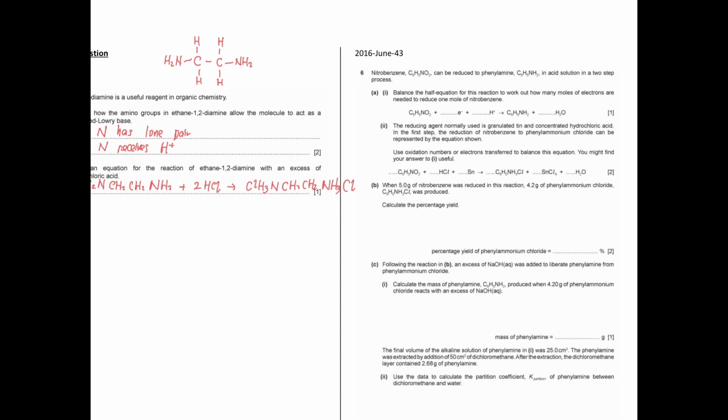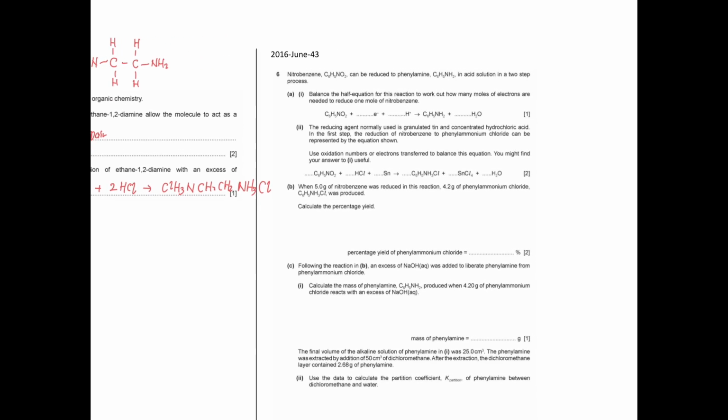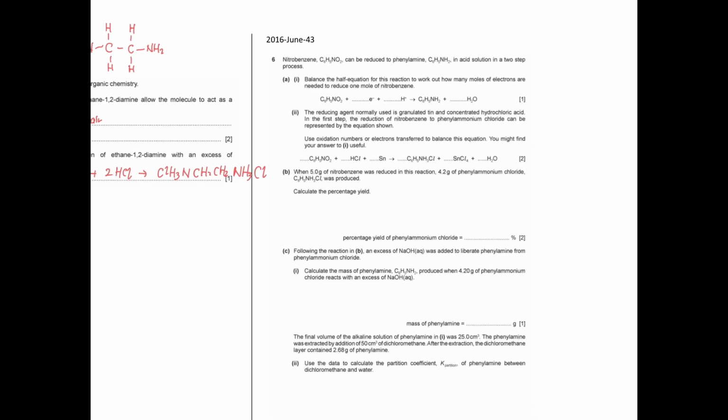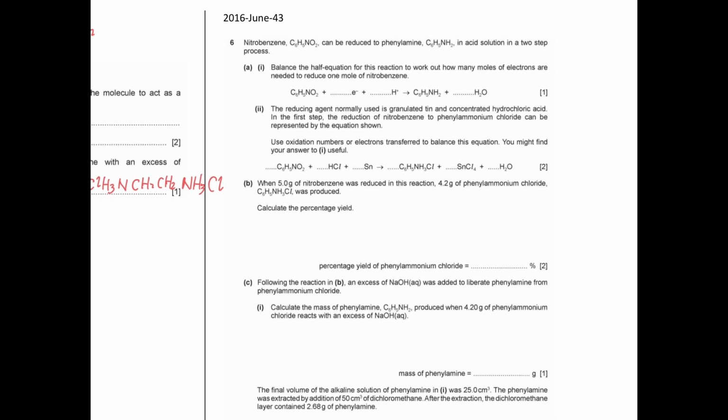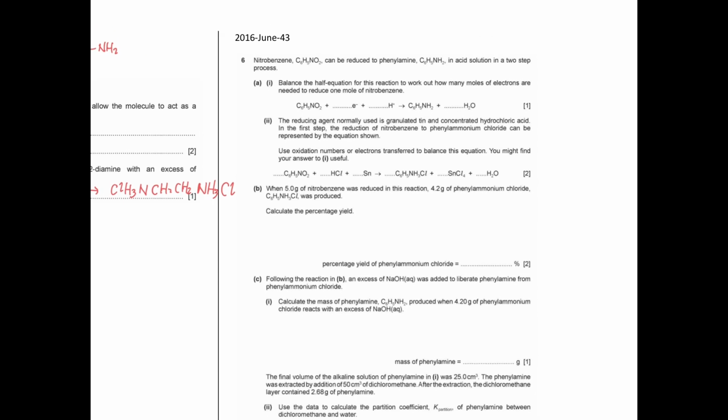Now let us see the next questions. So the first question just now is still simple. Now this is the other question, seems like more complicated. Nitrobenzene, C6H5NO2, can be reduced to phenylamine, C6H5NH2, in acid solutions in a 2-step process.